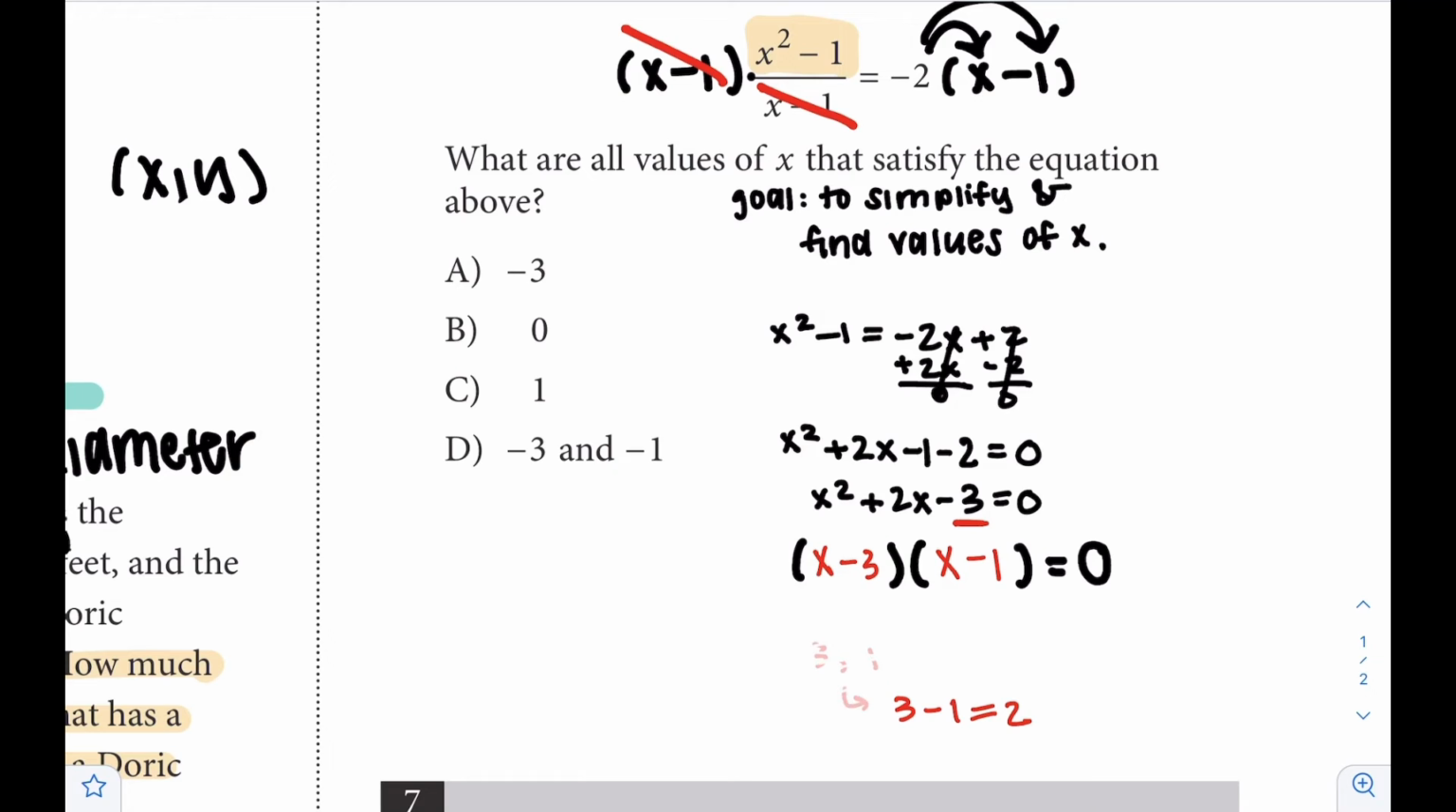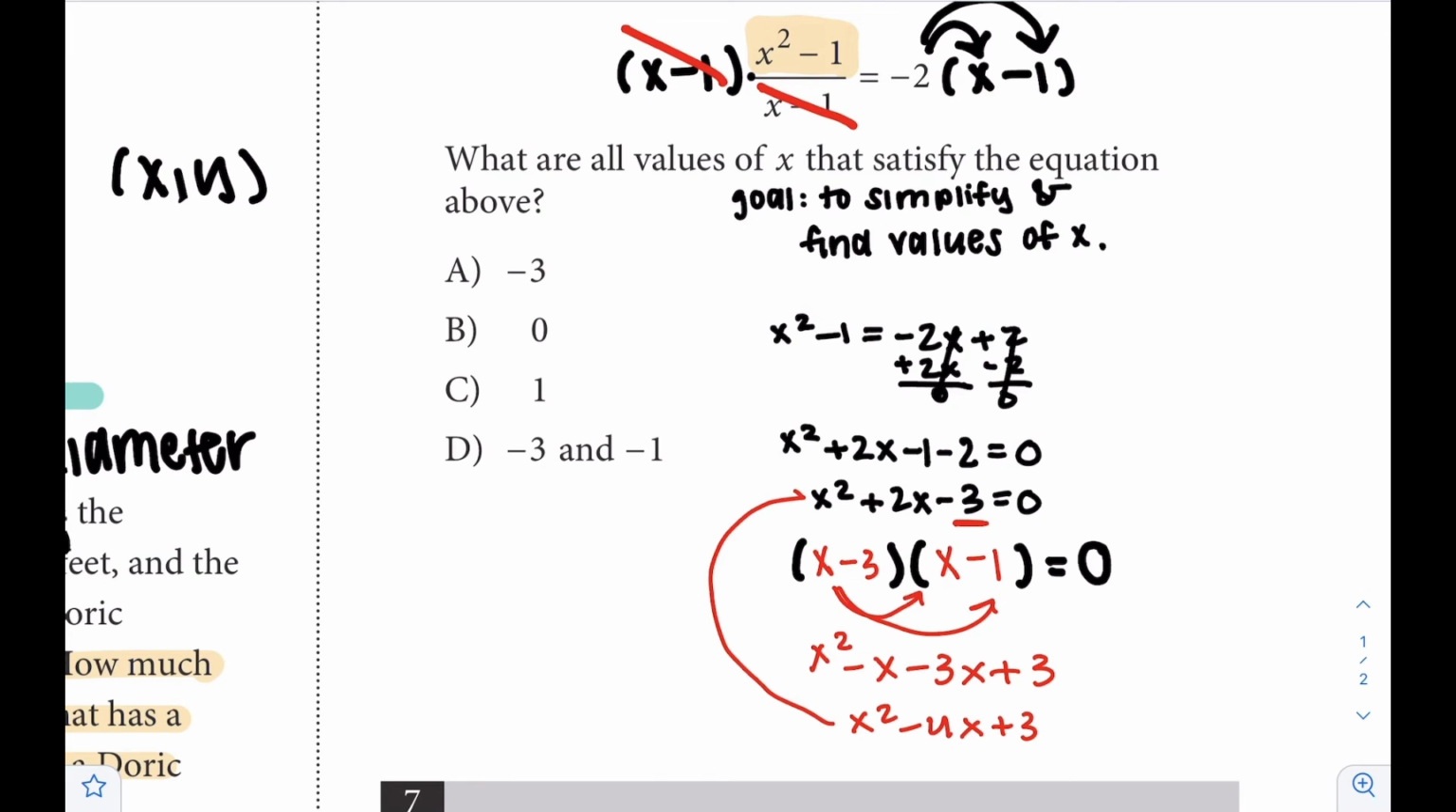If you were to distribute this quadratic equation, you would get x squared, because we're using the FOIL method. So it would be x squared minus x minus 3x plus 3, and that would give us x squared minus 4x plus 3. Is this the same as our equation above? No, it's not the same. So that means that we did not factor our numbers correctly.